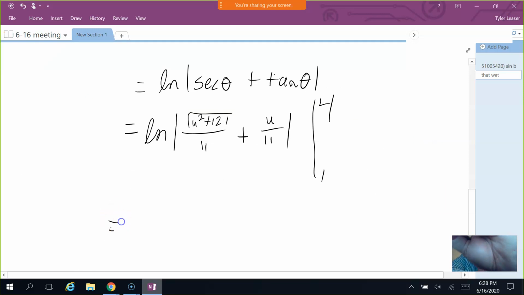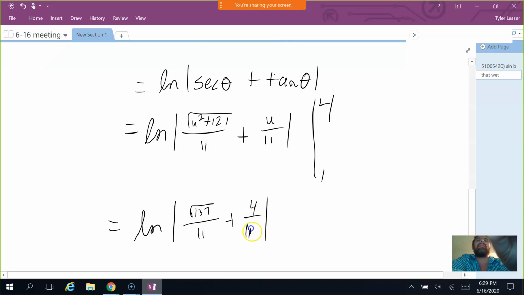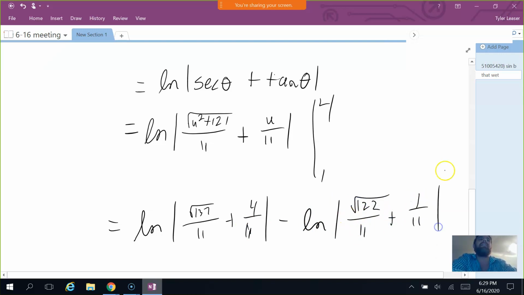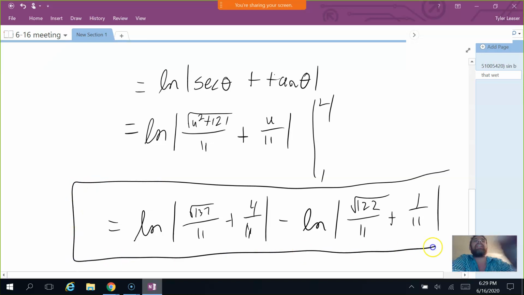All right, we plug 4 into that, and it comes out to be something awful. 4 squared is 16. 16 plus 121 is 137, I think. So we get the natural log of the square root of 137 over 11 plus 4 over 11. That's going to be minus the natural log of plugging 1 in, which gives us the square root of 122 over 11 plus 1 over 11. I don't think you can do anything to simplify that down. I'm pretty sure that's going to be our final answer there.